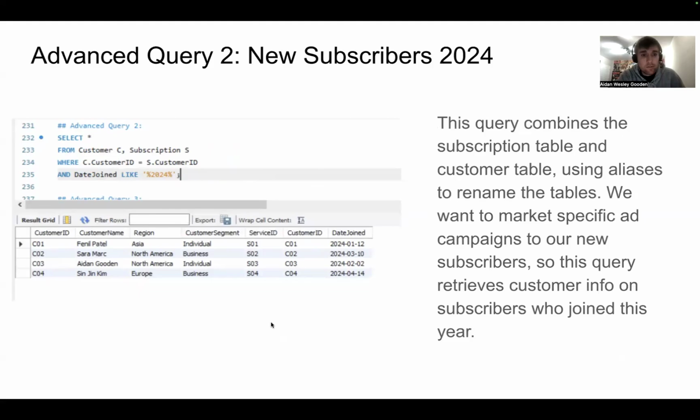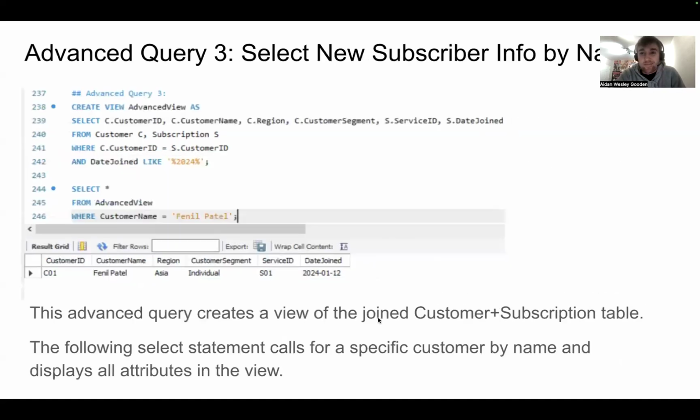The next one, we want to get information on customers that subscribed in 2024. We want to retain our new customers. So this database pulls where they're from and what kind of customer segment they are. Maybe we could find that there's a lot more individual than business customer segments, and we want to push on business next year. Oh, there's Charlie again.